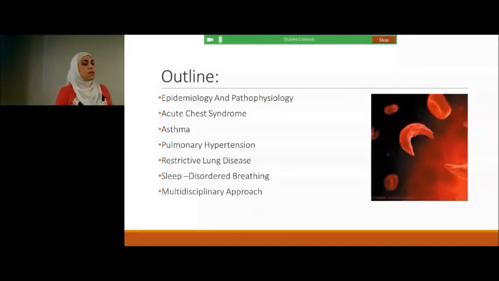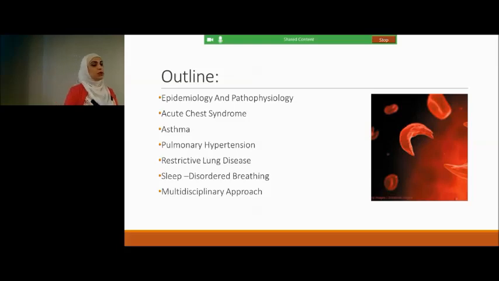And we're going to then talk about the most commonly known pulmonary complications of sickle cell disease. The things that I want you to learn about today include acute chest syndrome, asthma, pulmonary hypertension, abnormal lung function in sickle cell disease, and mainly restrictive lung disease. And also we're going to talk about sleep disordered breathing in sickle cell. And finally, I will give you maybe a couple of slides briefly to talk about our project of the multidisciplinary clinic for sickle cell kids at the University of Florida in Gainesville.